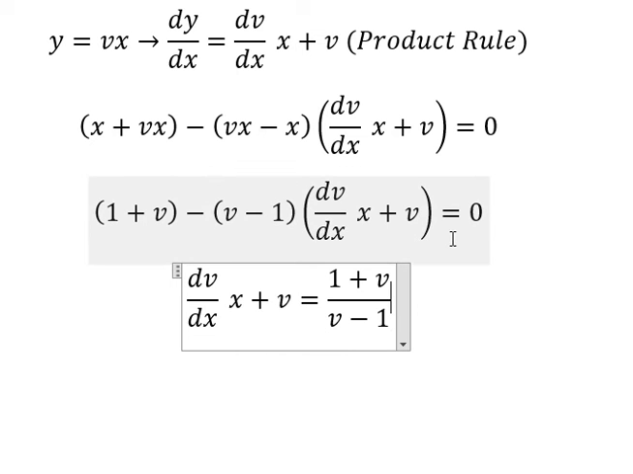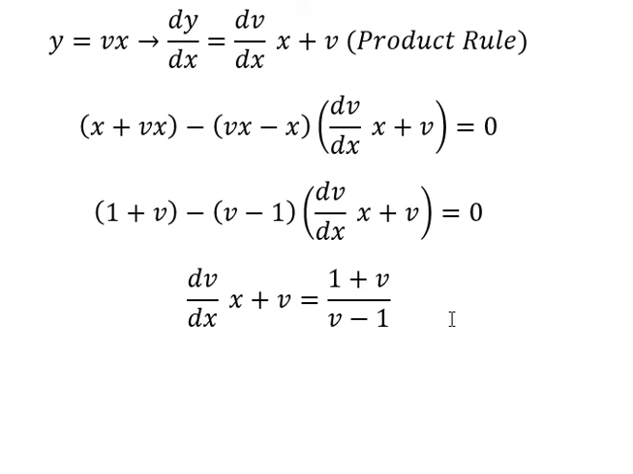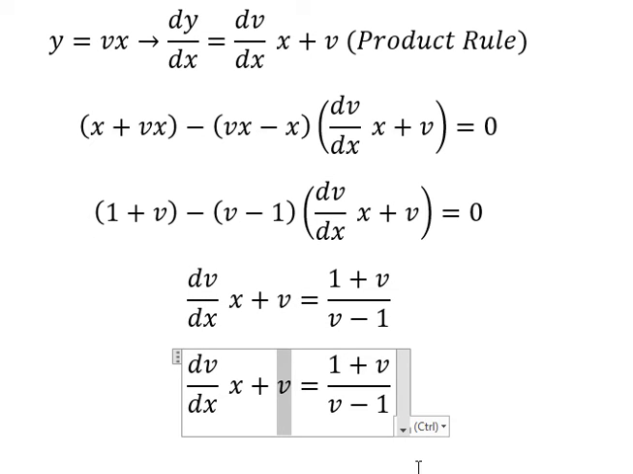Because this one gone here, we have negative 1 plus v. Later that we divide both sides by negative v minus 1. That's why negative and negative they simplified. So v I will put on the right.